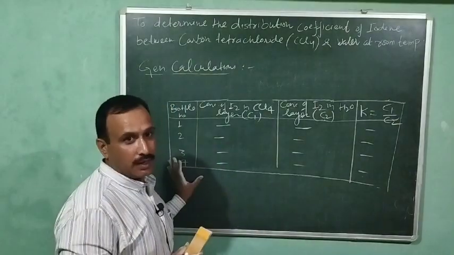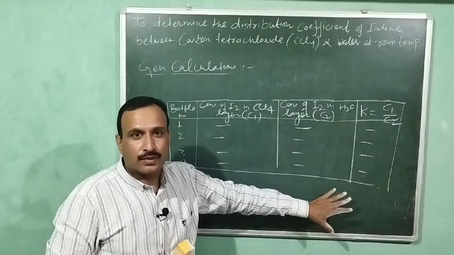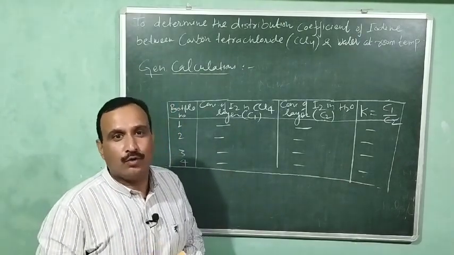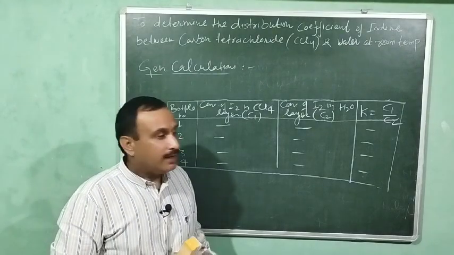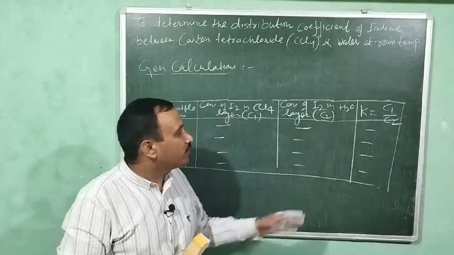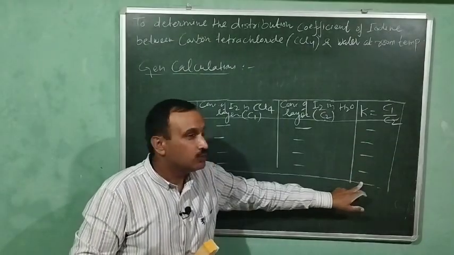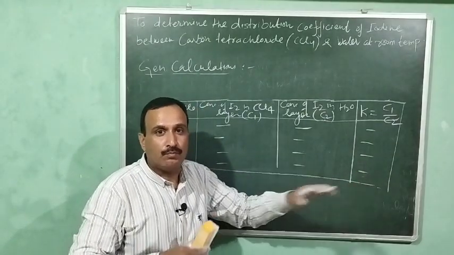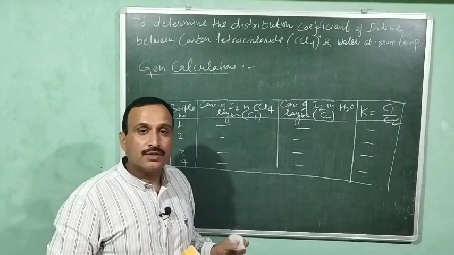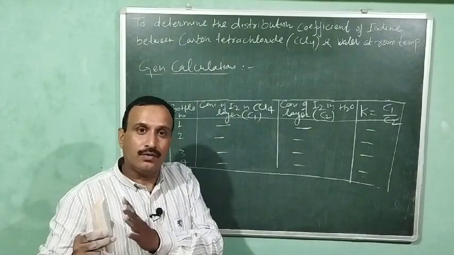और अगर चारों bottles में, in all the 4 bottles, अगर K की value लगभग same आती है और constant आती है, तो फिर आपका Nernst distribution law जो है वो prove हो गया, वो verify हो गया. ठीक है. And then to calculate the distribution coefficient of iodine, we will take the mean of all these 4 values. We will add these 4 values and divide the sum by 4, and that mean value will be the partition coefficient or the distribution coefficient of iodine between carbon tetrachloride and water.